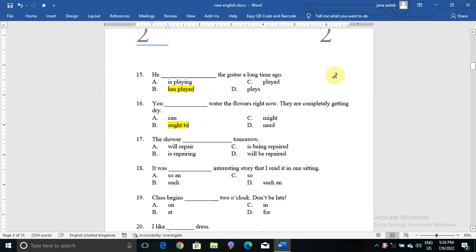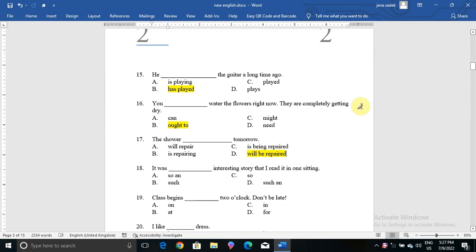Now question number 17 says, the shower dash tomorrow. Something that will happen tomorrow. So we will use verb 1 with be and verb 3. So it will be repaired. The shower will be repaired tomorrow. So the correct answer for question number 17 is D, will be repaired.